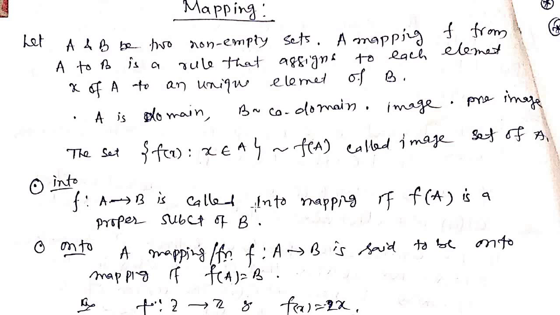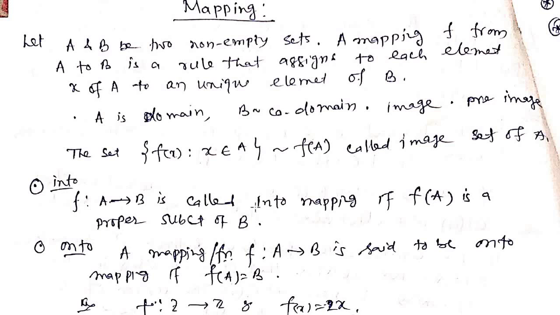Like, for example, if we take one set, the set of all names of the students of first year, and another set is the numbers from 1 to the number of students. Say the class has 50 students, so we take B as the set of all integers from 1 to 50. If we map each name to a roll number, that is a mapping. That map we can call roll numbers. For each name we are assigning a number.